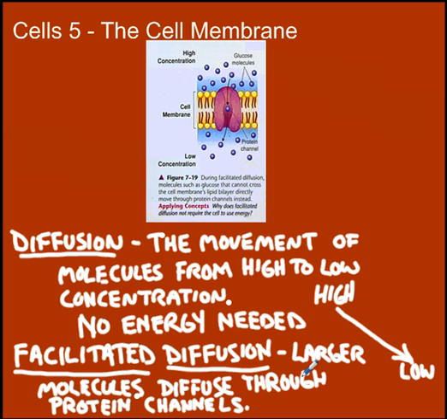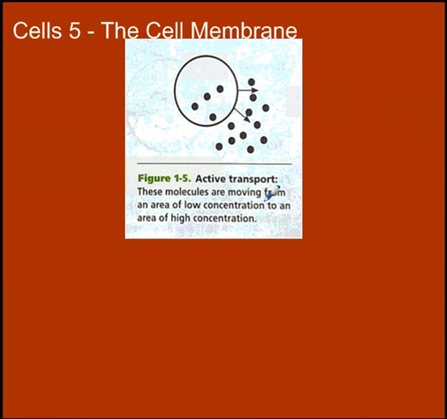Facilitated diffusion is, again, just helping these larger molecules to get across the membrane. But it is still diffusion. This does not require energy. Now, sometimes the cell needs to move molecules against the concentration gradient, from low to high concentration, maybe getting rid of waste from inside the cell or bringing certain nutrients into the cell. To move molecules against the concentration gradient requires active transport.